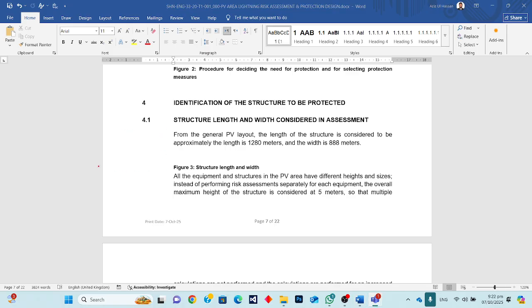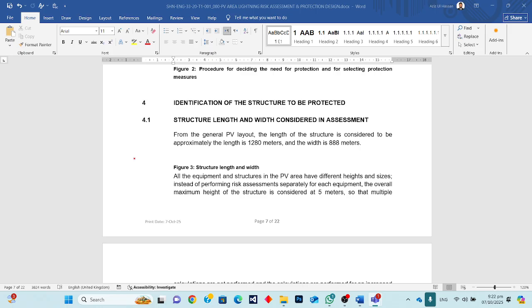Here is the area. I will mention this: this is the length, this is the width. I have just calculated the total area. Now we have considered, in that area, what is the maximum height? In that area there are multiple things installed, and we have considered the maximum height.